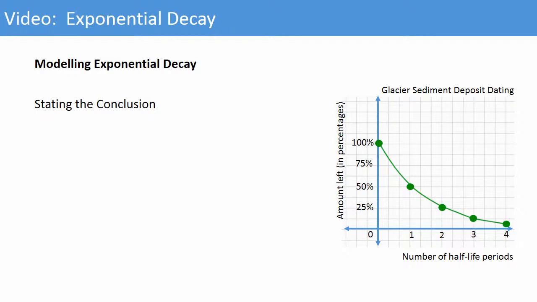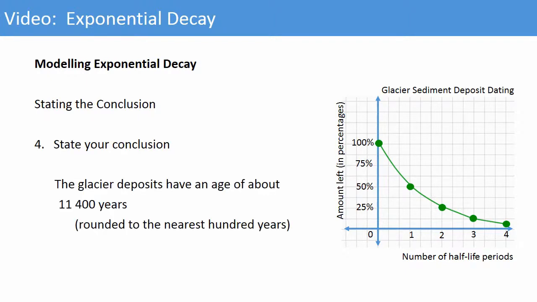Stating the conclusion. Now, for step number 4, state your conclusion. The glacier deposits have an age of about 11,400 years, rounded to the nearest 100 years.